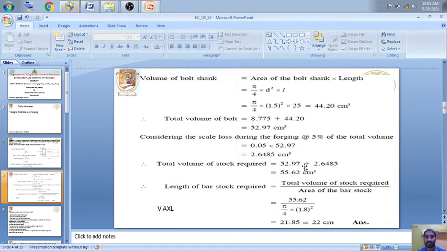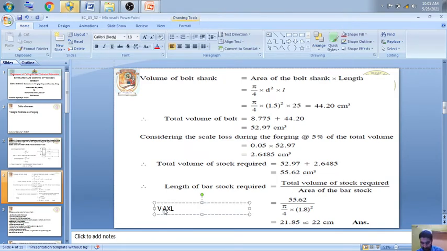So we have calculated the volume of the raw material or bar stock. Volume is given by area into length. So volume of the stock Vs equals area of the stock into length of the stock. The area of the stock is calculated by the formula pi d square by 4. Since the diameter of the stock is given, area equals pi, that is 3.14, multiplied by d square. Diameter is given in the problem, that is 1.8 centimeter. So 1.8 square.